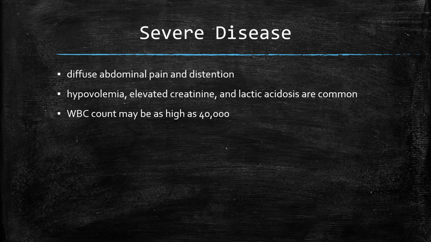However, some patients quickly develop more serious symptoms. They can develop diffuse abdominal pain and distension, and they can become rapidly hypovolemic with an elevated creatinine. Their lactic acidosis, if it were to be measured, is also likely to be high. They can also develop some very dramatic white blood cell counts.